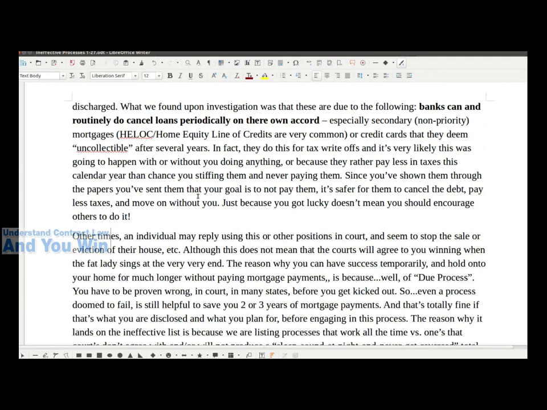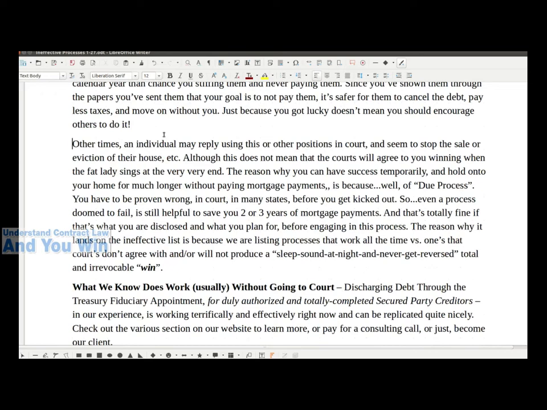Okay, closing on here. Other times an individual may reply using this or other positions in court and seem to stop the sale or eviction of their house, etc. So that's what I'm saying. There are people who get a temporary success, and maybe they will get a restraining order, or maybe they will temporarily stop the sale. People file bankruptcy. That's another process. People can do things and stay in their home longer than they ever expected and think that they're winning, but that doesn't mean that this promissory note wins, and doesn't mean that in the end they will win with this species of technology. So this does not mean the courts are going to agree with you on winning when the fat lady sings at the very end.